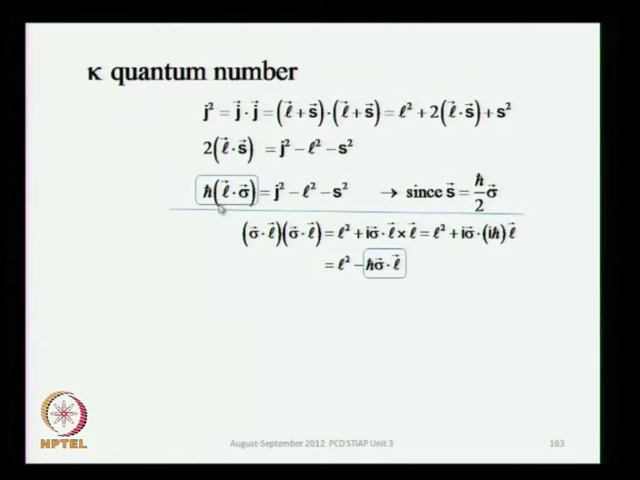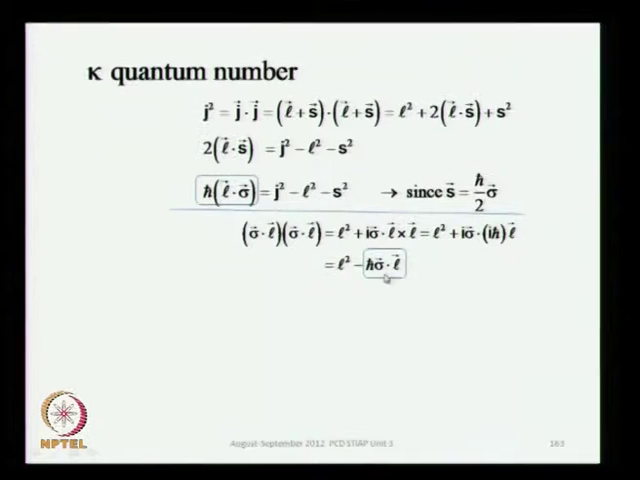So, this h cross L dot sigma, you have another expression for it coming from the Pauli identity, which is sigma dot L will give you L dot L, which is L square, plus i sigma dot L cross L, but L cross L being angular momentum, it is i h cross L, it is orbital angular momentum. So, you get h cross sigma dot L coming from the second term and L square is over here, and you can write L square in terms of the sigma dot L.